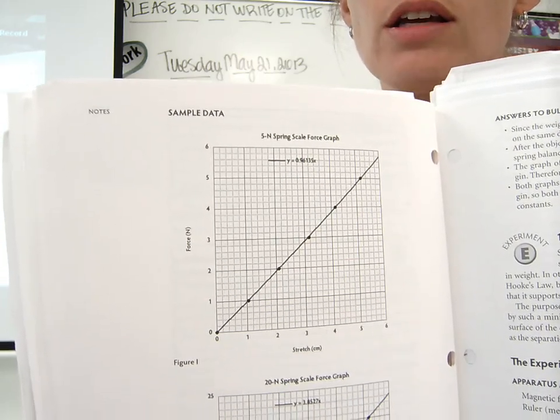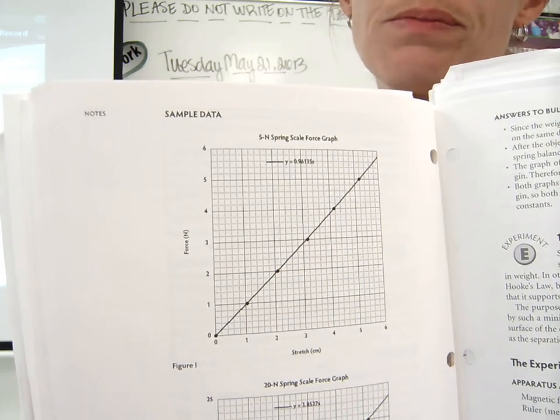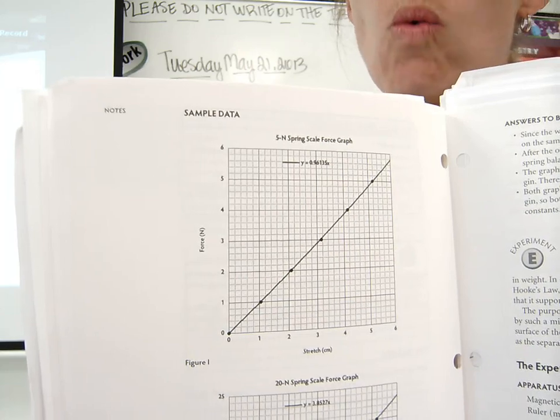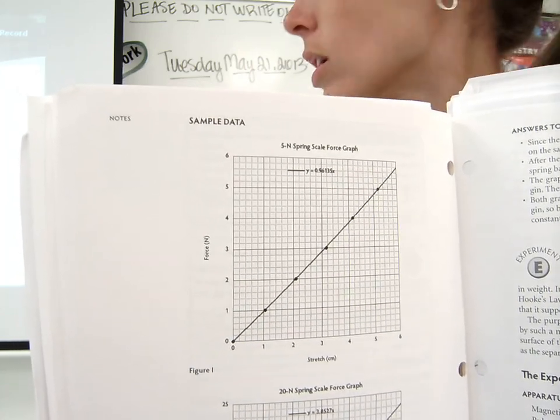And from there, it's basically linear. It's a straight line. There's a constant slope. In this case, the slope is about 1. It's just a teensy bit less than 1.